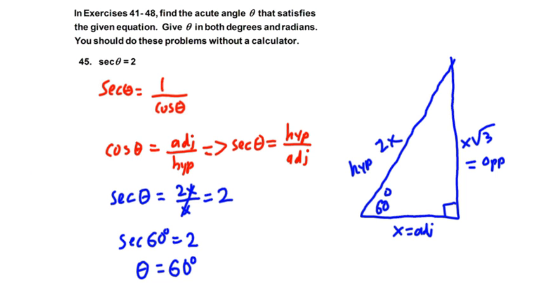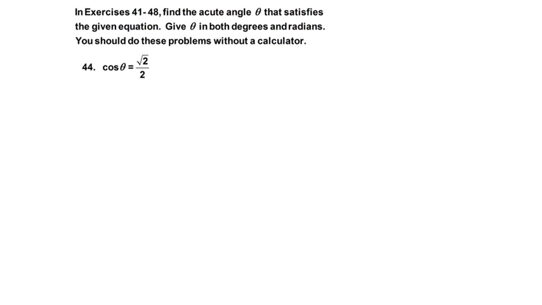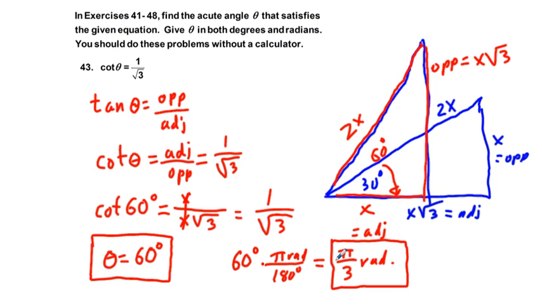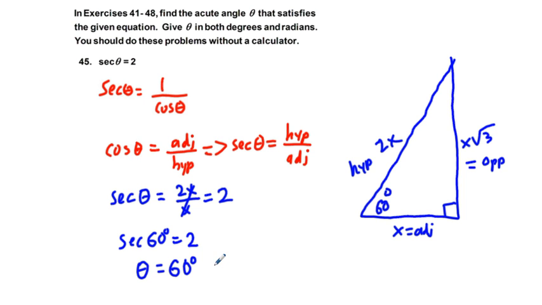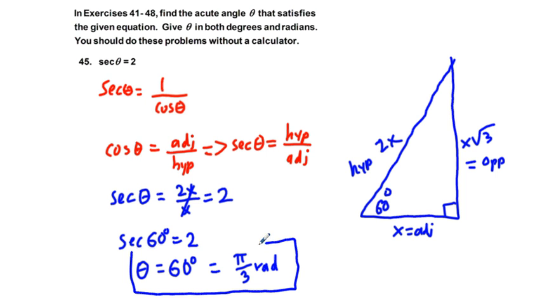And if we go back to our problem 43, that is going to be equivalent to, in radian measure, pi over 3 radians. So those would be our answers, both in degrees and radians.